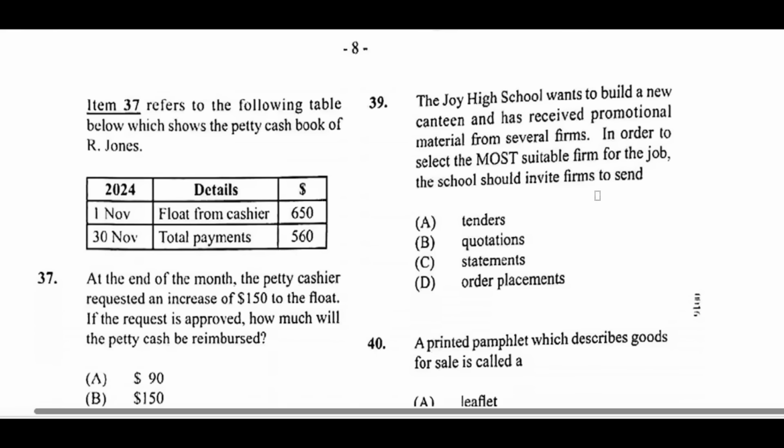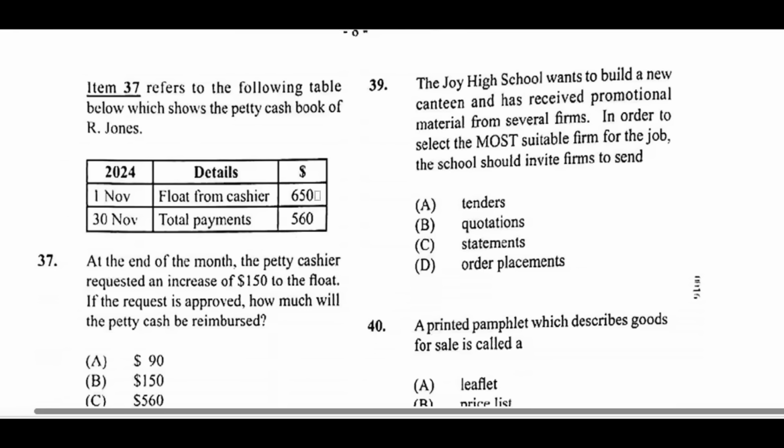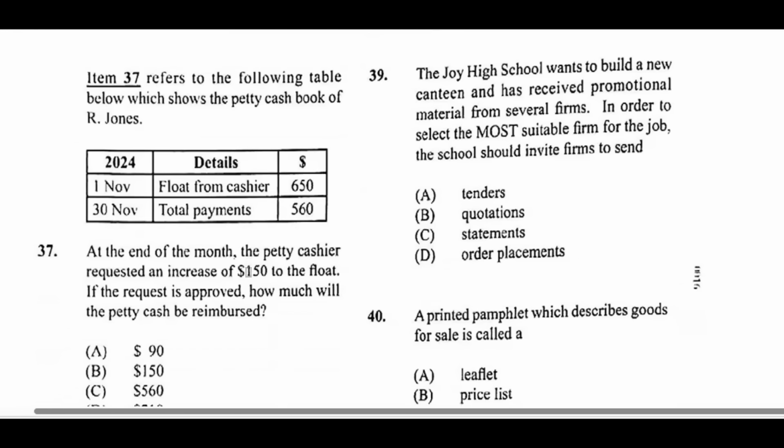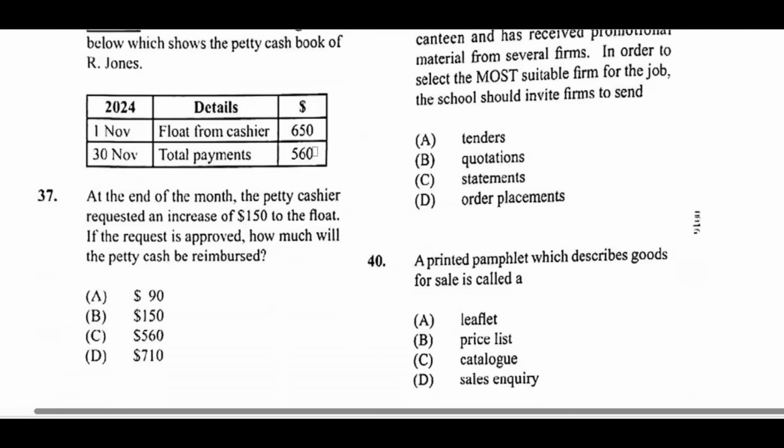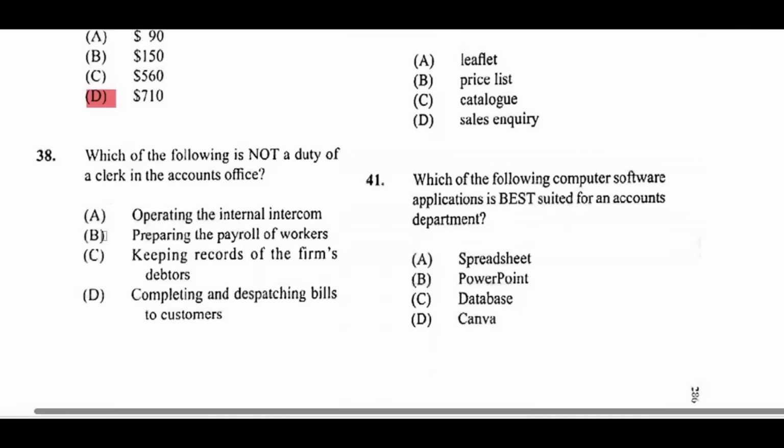37. This is a petty cash question. The float is $650. Total payment is $560, which means we spent $560. At the end of the month, the petty cashier requested an increase of $150 to the float. If the request is approved, how much will the petty cash be reimbursed? So the answer is D, $710. Okay, let's move on to 38.